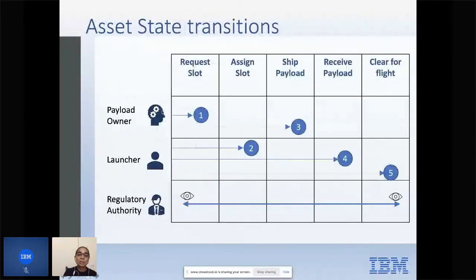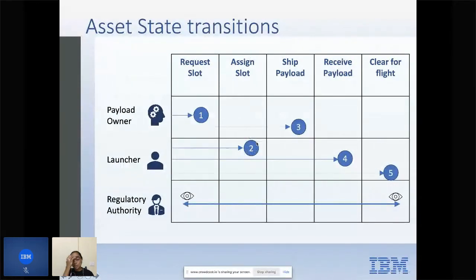So initially, let us say Alice is a student in a university. She wants to build a satellite, a nano satellite, so she requests a slot with a launcher. Let us say Acme launcher is a company who provides launching service. Alice wants to book my flight. Then the launcher would say, okay, I see the details of your payload.